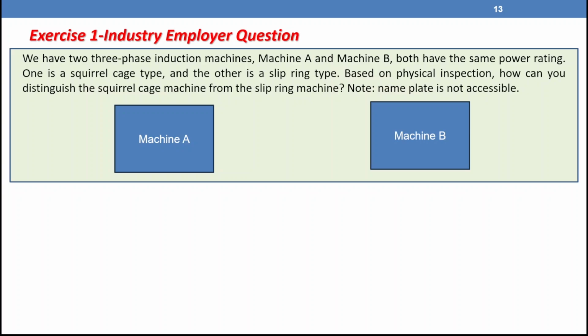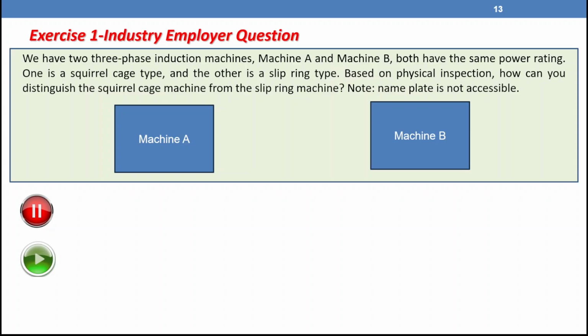So you cannot read the nameplate and say this machine is a squirrel cage and the other one is slip ring. My suggestion to you now: stop the video and try to think of an answer to this question. Let me remind you, this button is not active. I presume you found an answer for this question, so let's resume the video and try to find a correct answer.